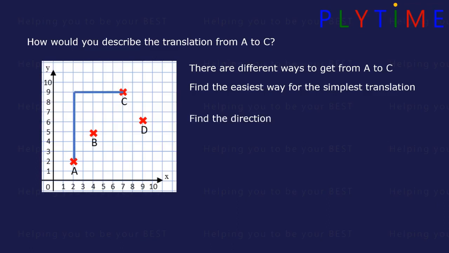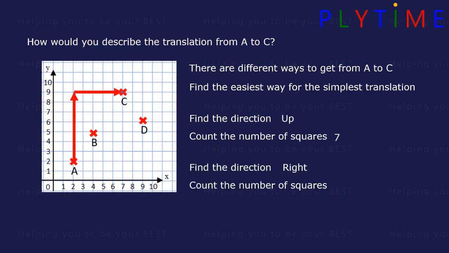So first we find the direction. First we're going up. Now we need to count the number of squares that we're going up. We're moving from 2 to 9. It's 7 squares. Then find the direction. We're going to the right. Now count the number of squares we're going to the right. We're moving from 2 to 7. We're moving 5 squares. So from A to C is 7 up and 5 right.